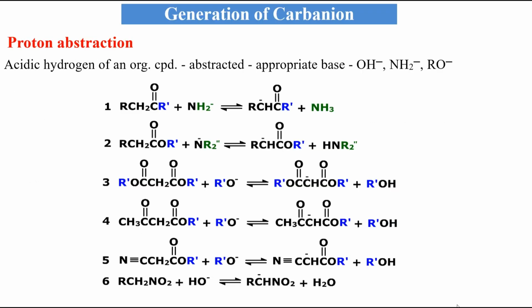Carbanions can be prepared by many methods. One of the methods is by proton abstraction from the organic compound having acidic hydrogens. In an organic compound having acidic hydrogen, as we know that an acid is a proton donor, it donates proton easily. And to accept that proton, we need a strong base. The strong bases which we can use are either hydroxide ions, NH2 minus ions, or alkoxide anions.